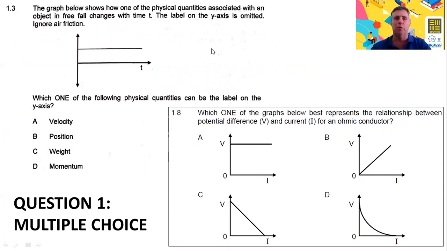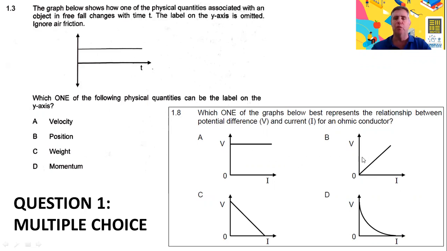So look at a typical question. Here's a graph of an object in free fall. It's a rate graph. Something is graphed against time. And they say, which one of the following physical quantities can be the label? Now, obviously, this is something which does not change with time. So you need to ask yourself, which of these quantities does not change as an object falls? And of course, the answer would be C, the weight.